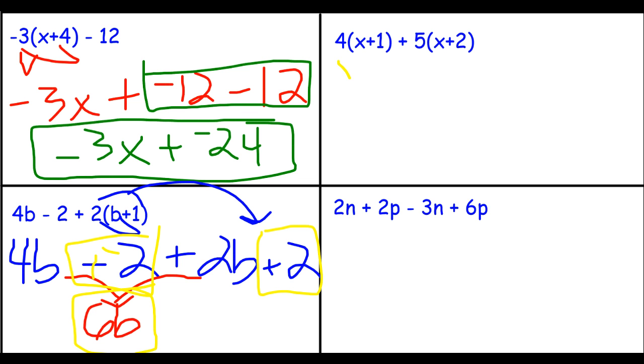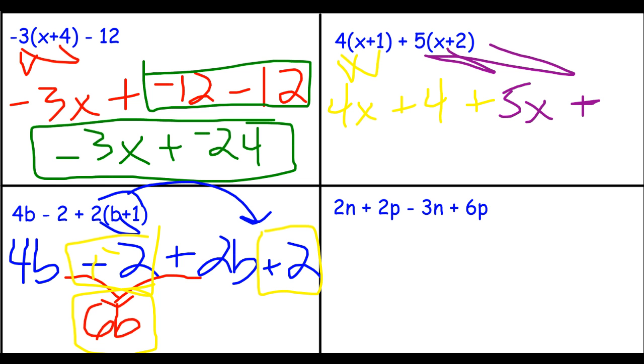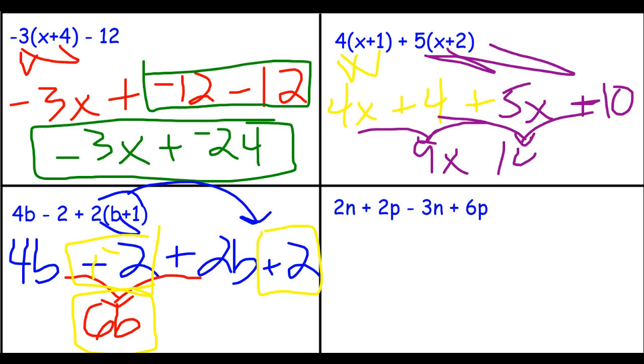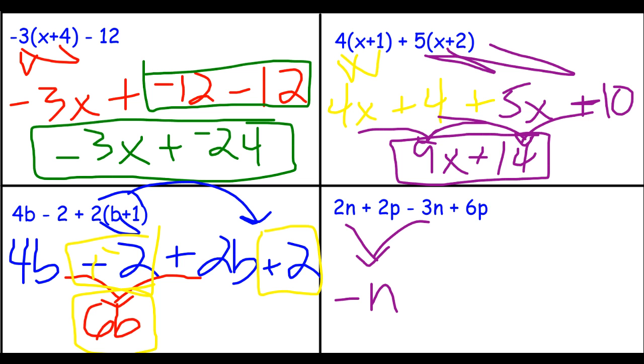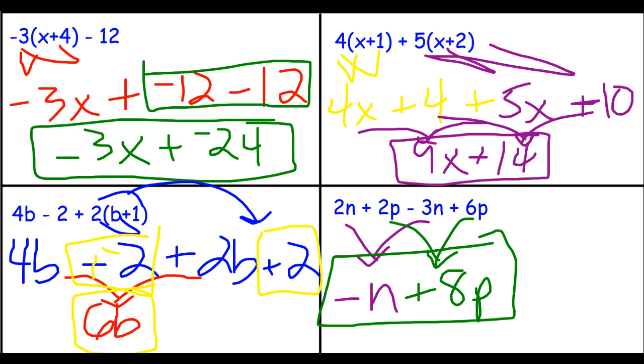For the one in the upper right-hand corner, we have 4x plus 4 for the left-hand distribution. For the right-hand one, we have 5x plus 10, because 5 times 2 is 10. 4x plus 5x is 9x. 4 plus 10 is 14. So we have 9x plus 14. And finally, in the bottom right-hand corner here, we have 2n minus 3n, which is negative n. And we have 2p plus 6p, which is 8p. And that's all we can do because p and n are not like terms.